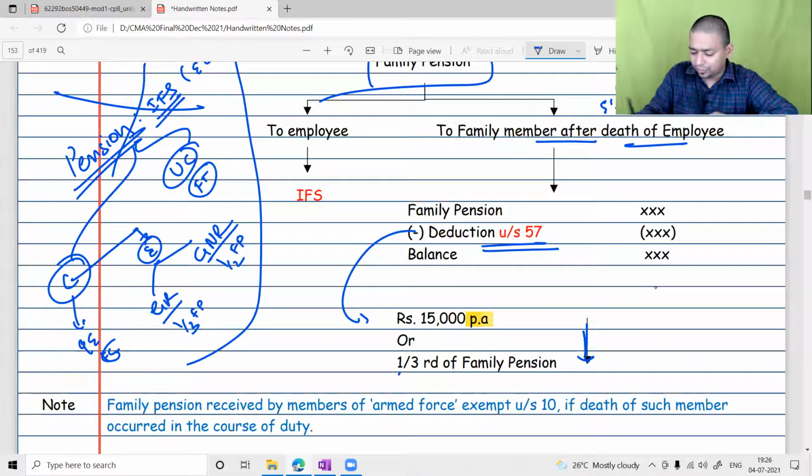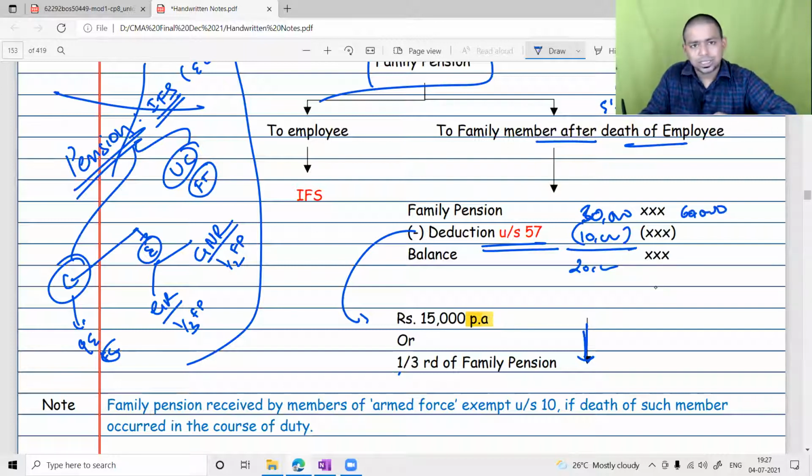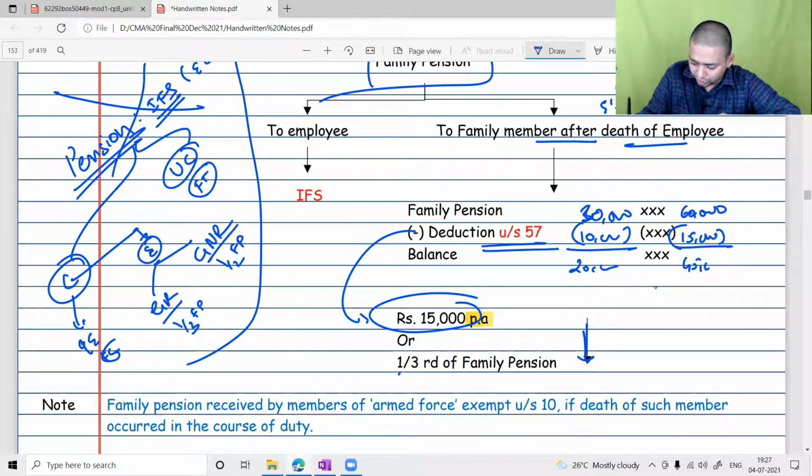So if you receive 30,000, very easy number, then 1/3 of 30,000 is 10,000 or 15,000. So 10,000 will be exempted. And 20,000 will become taxable. If you receive 60,000, then 1/3 of 60,000 is 20,000, but 20,000 will not be allowed as a deduction. Maximum deduction is 15,000. So 15,000 will be allowed as a deduction and 45,000 will become taxable. So this is how you need to remember the law.